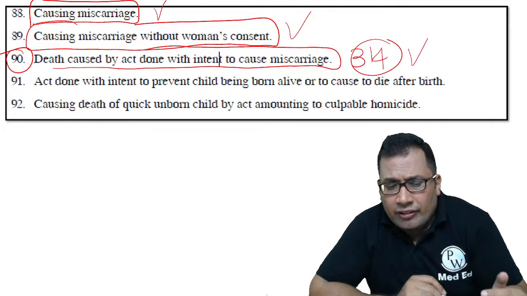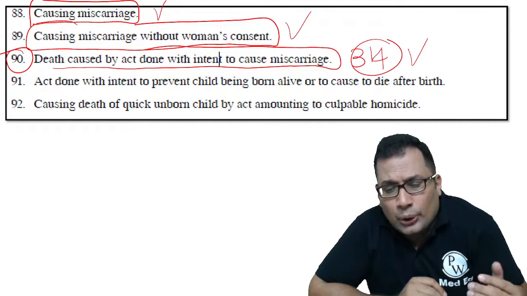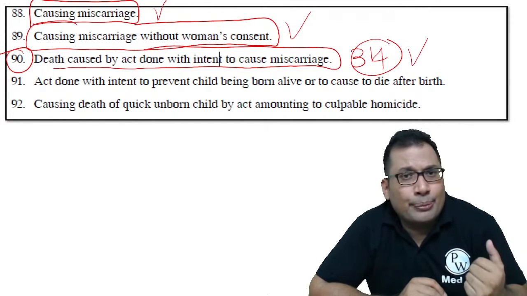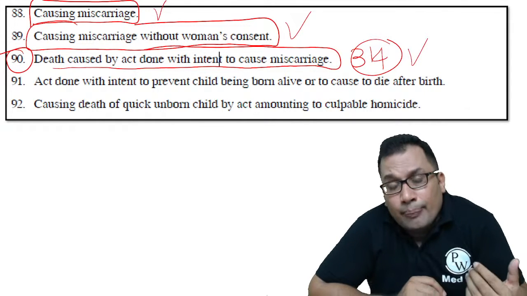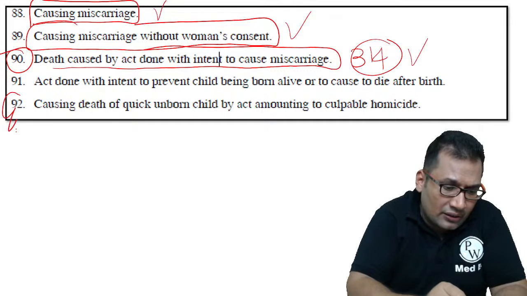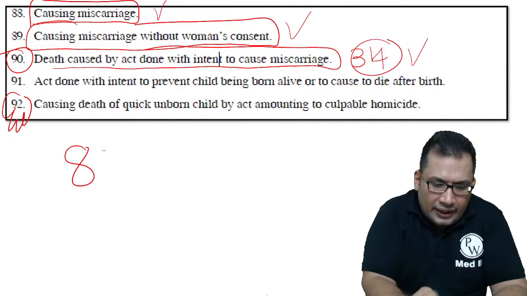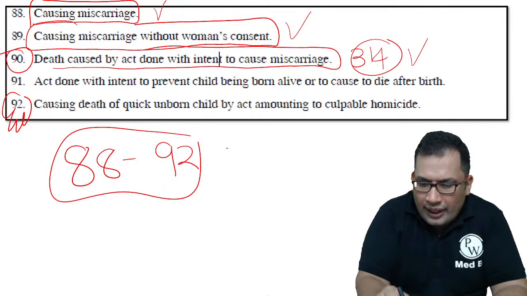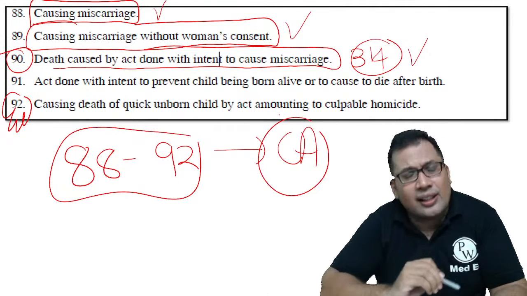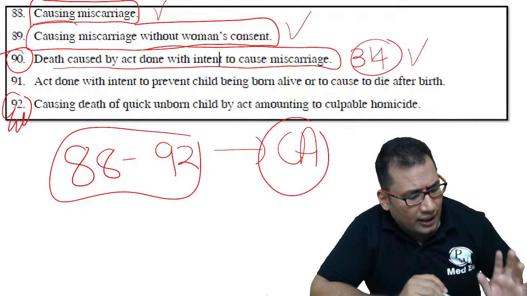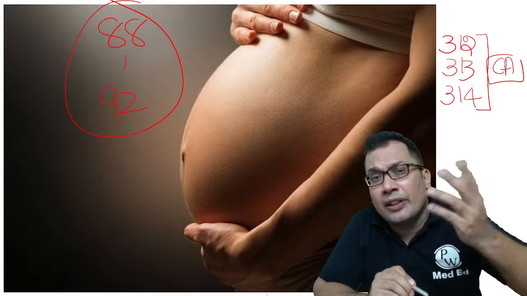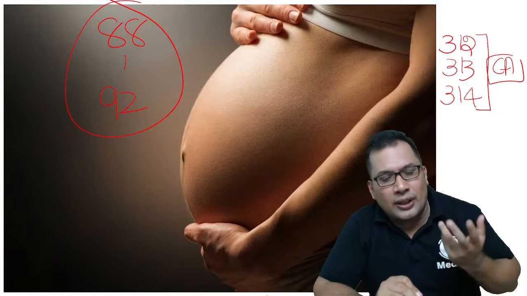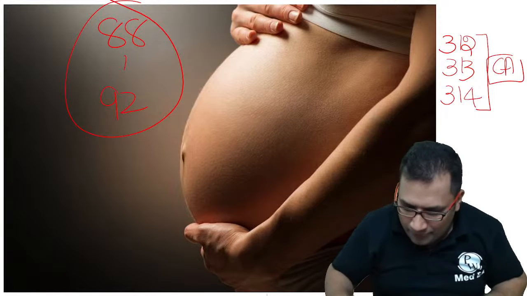91, act done with intent to prevent child being born alive or to cause it to die after birth. Very simple, it was 315 previously. 316 IPC, causing death of quick unborn child by act amounting to culpable homicide, is now 92. So 88 to 92 are related to criminal abortion and related offenses. Previously it was 312 to 316 IPC.